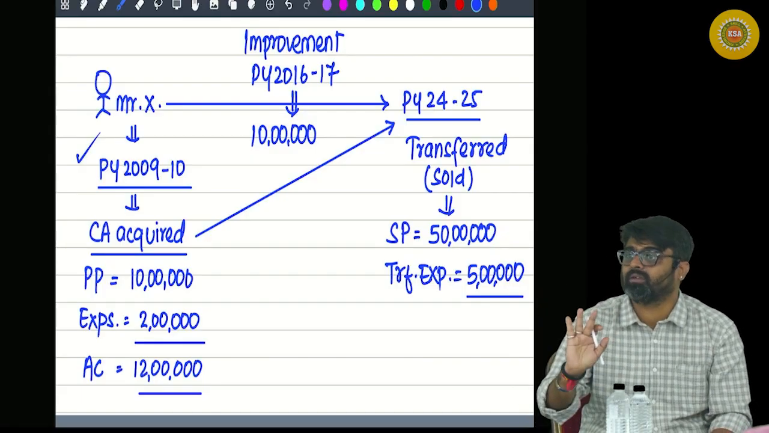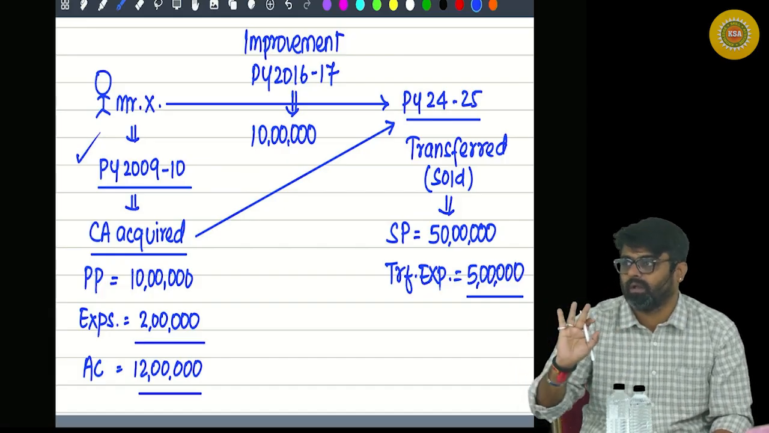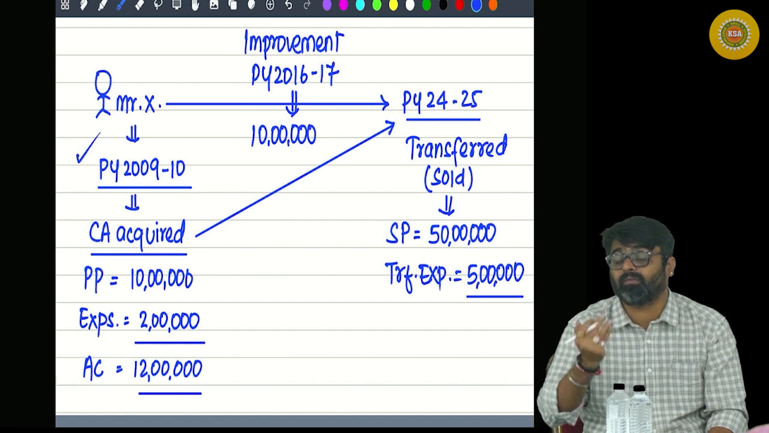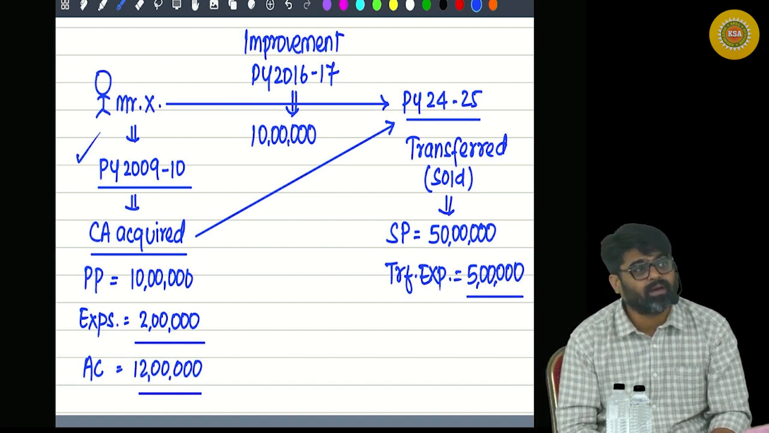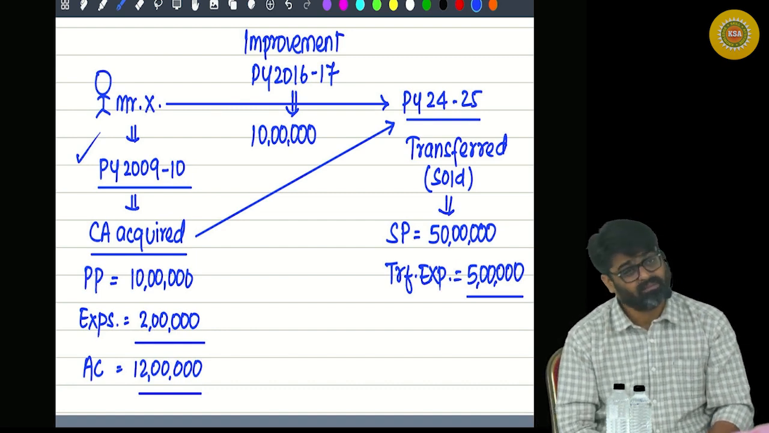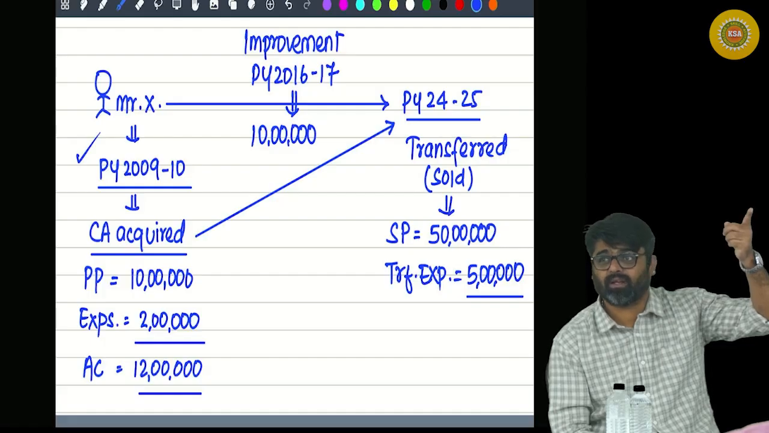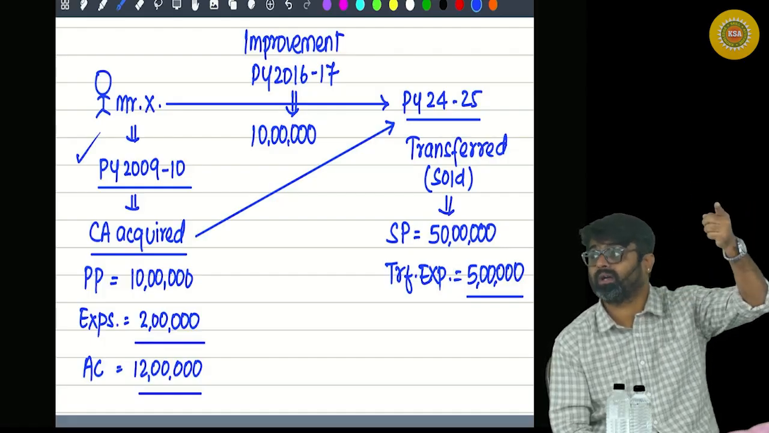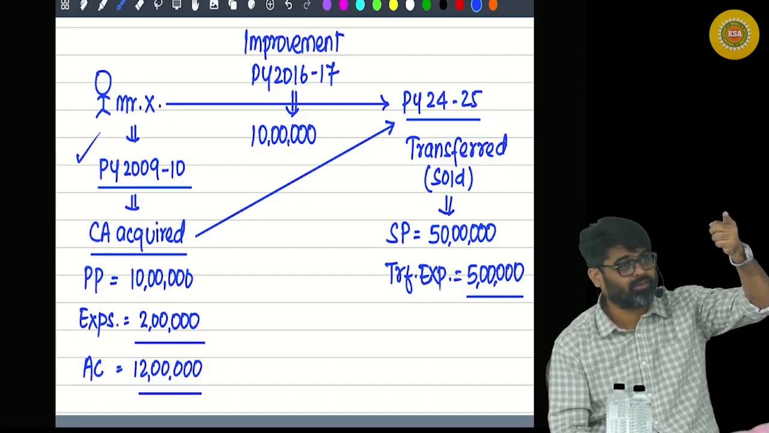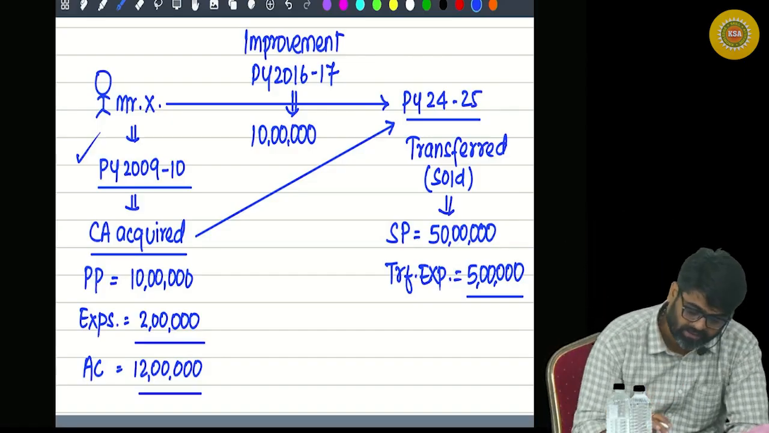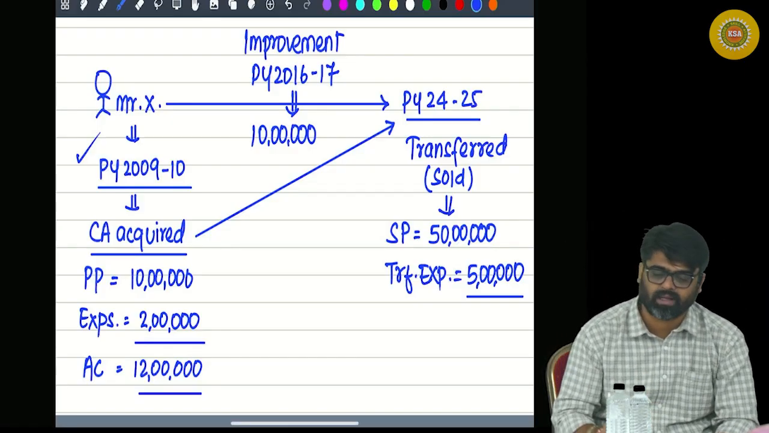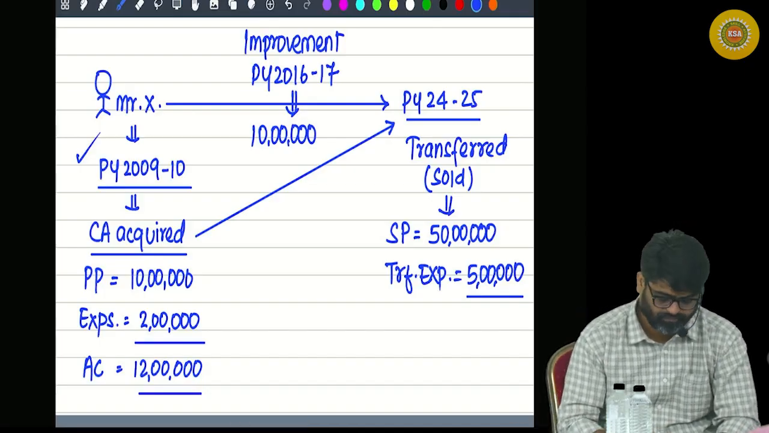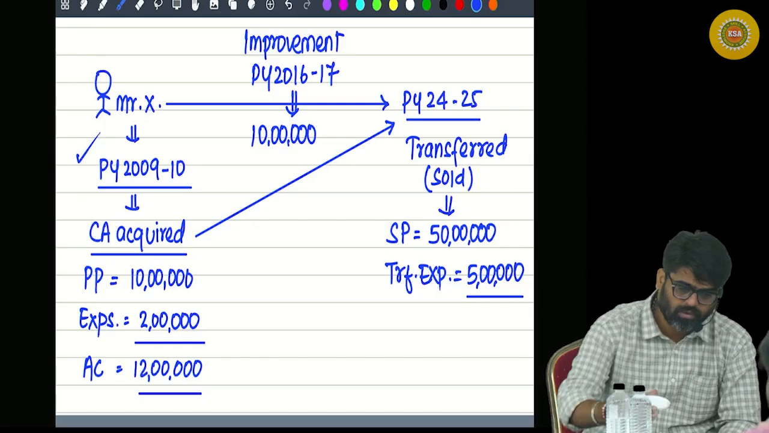Will you remember this? This is simple. Cost of acquisition and cost of improvement incurred by the assessee at the time when the capital asset was acquired by him, or at the time when he improved the capital asset. Yes or no? So now please pay attention. Now if you want to compute the profit and gain here, what will be your profit and gain? Tell me, what will be your profit and gain?